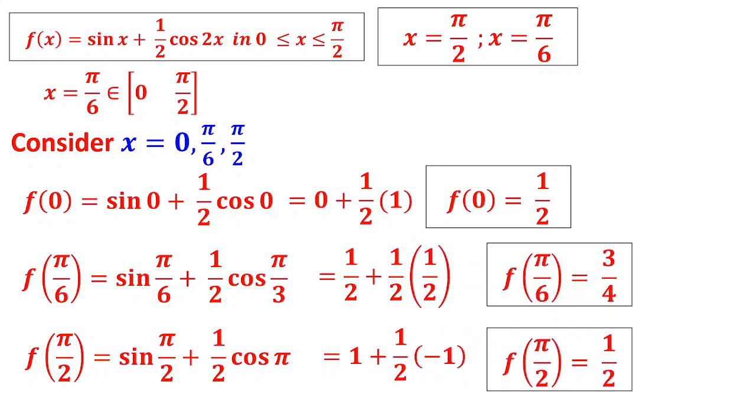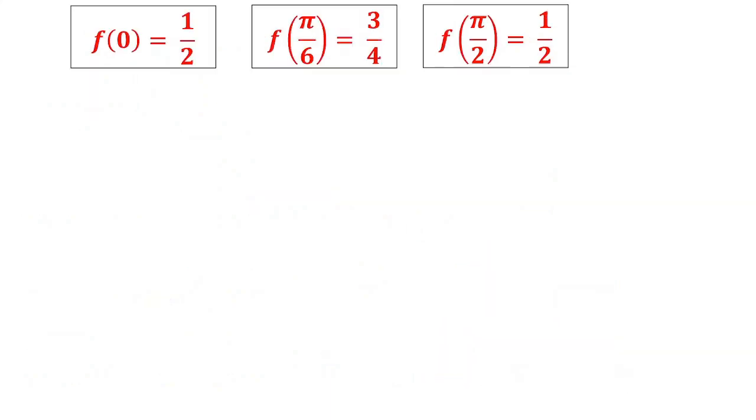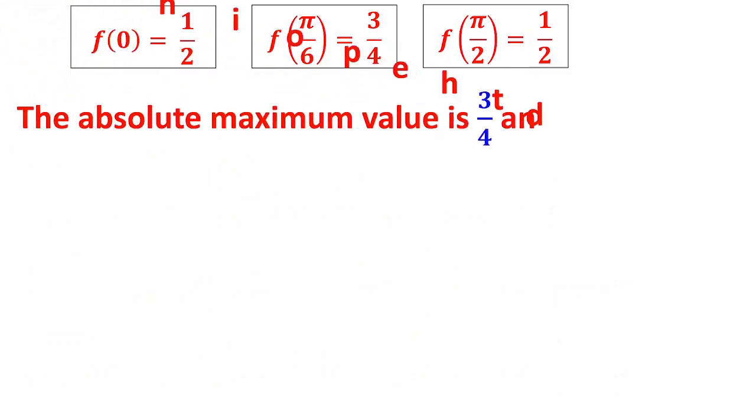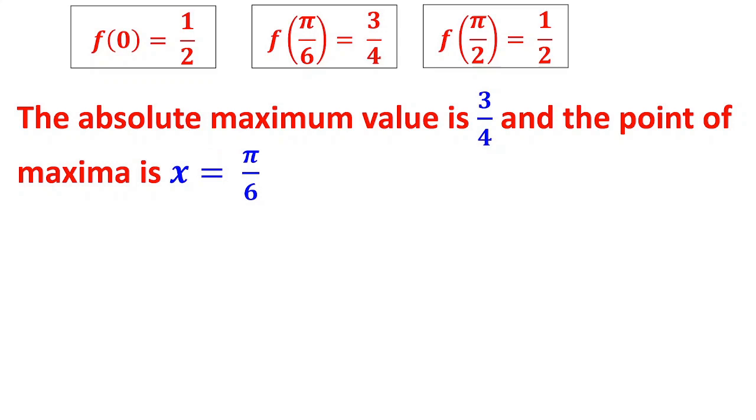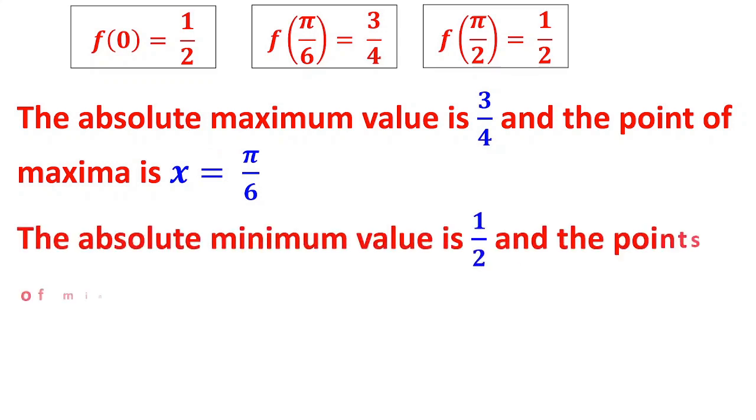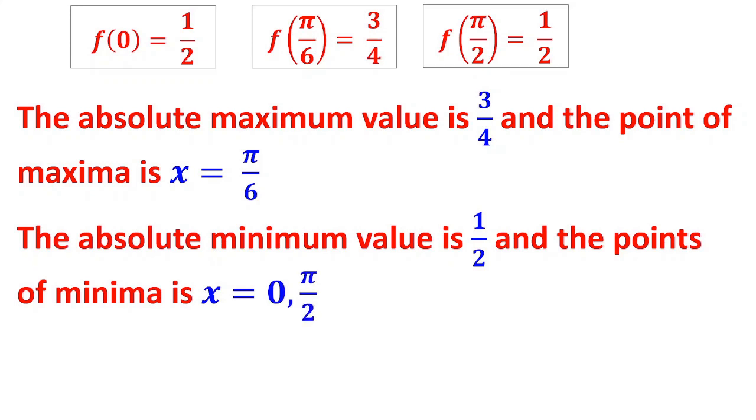F of pi by 2 is 1 by 2. So we are getting three values now. Out of this, which is the maximum? The absolute maximum is 3 by 4 and the point of maxima is pi by 6, and the absolute minimum value is attained at two places, that is 0 and pi by 2. The answer is 1 by 2.